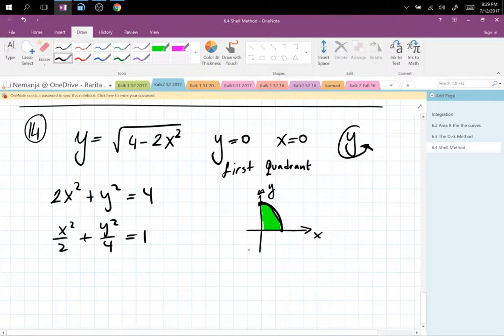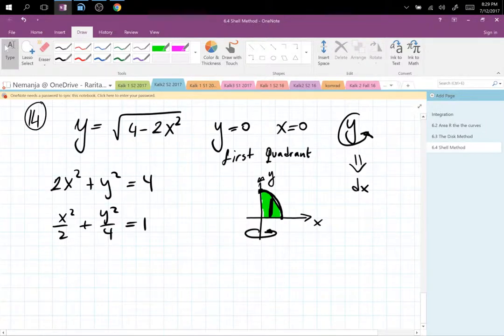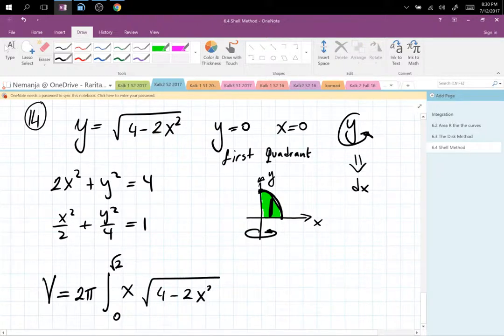We are rotating on y, which means we are using dx, which means we draw dx, and then we set this up. The volume using shell is 2 pi integral. We know it's 0 to root 2, because it's an ellipse and that's the radius in x direction and radius in y direction. So 0 to root 2 of x times 4 minus 2x squared dx.